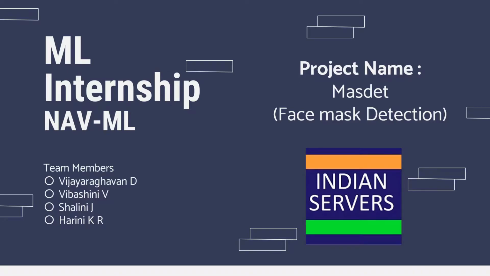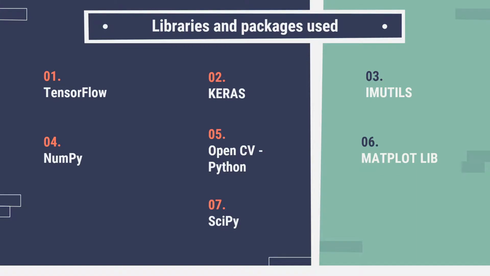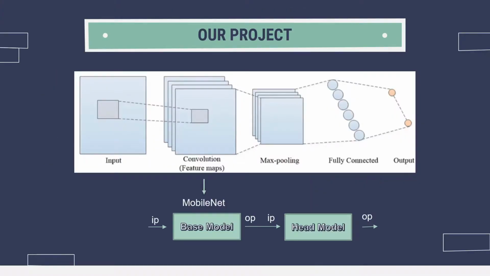The name is Masdet. These are the libraries which have been used: TensorFlow, Keras, Imutils, NumPy, OpenCV Python, Matplotlib, and SciPy. We developed our project using MobileNet, which is an alternative way of CNN. With this MobileNet, we created a base model. With its output, we passed it into another model, the head model, and produced the output. I'll explain it deeply soon.